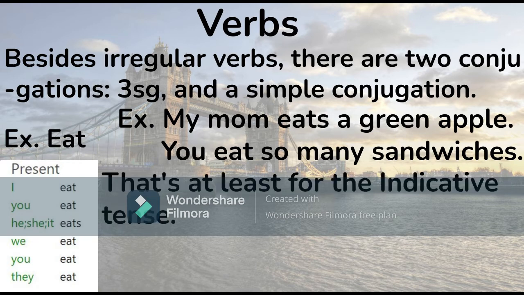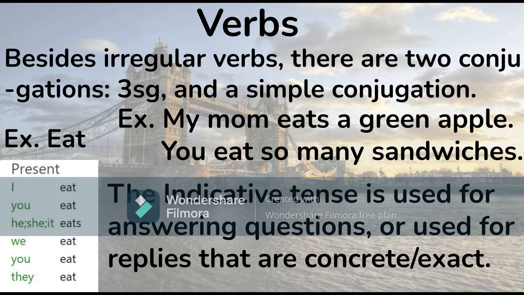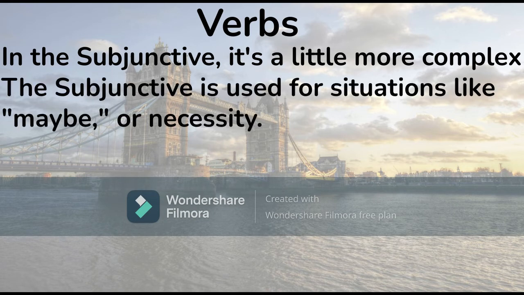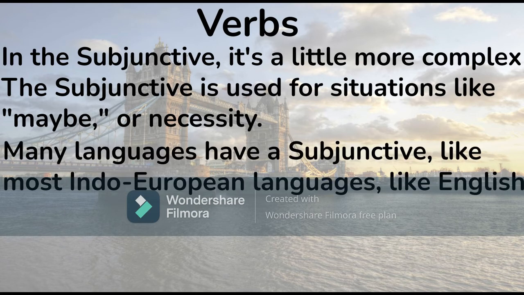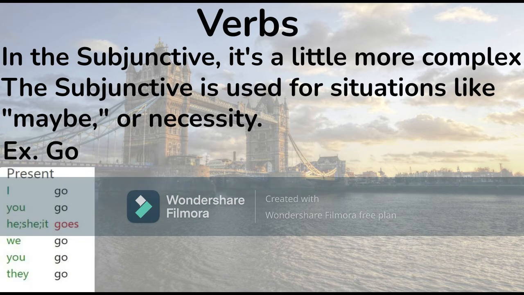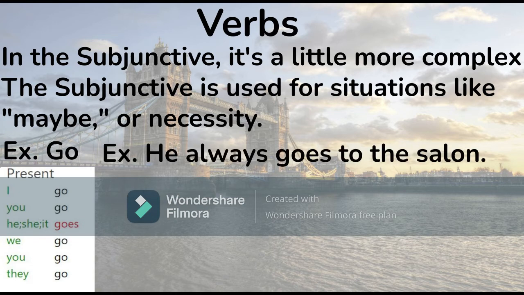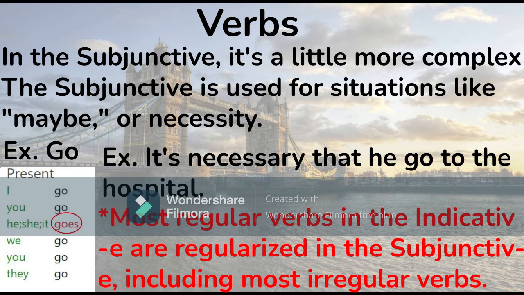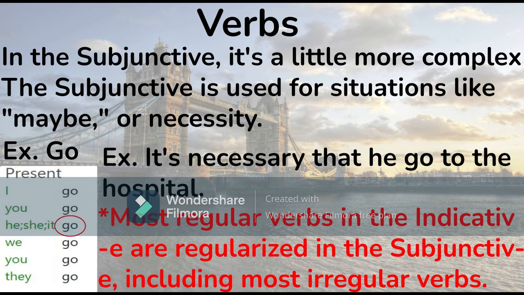That's at least for the indicative tense. The indicative tense here is used for answering questions or used for replies that are concrete or exact. In the subjunctive, however, it's a little more complex. The subjunctive is used for situations like maybe or necessity. Many languages have a subjunctive, like most Indo-European languages, including English. For example, the verb go. In the indicative, it's an irregular verb in the third person singular, goes. For example, he always goes to the salon. But if we put it in the subjunctive, it becomes regularized. For example, it's necessary that he go to the hospital, not he goes to the hospital. Note here that most regular verbs in the indicative are regularized in the subjunctive, including most irregular verbs. Like we saw, goes becomes go, and many other examples.